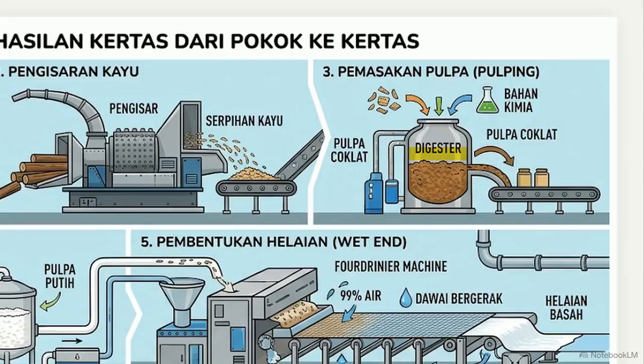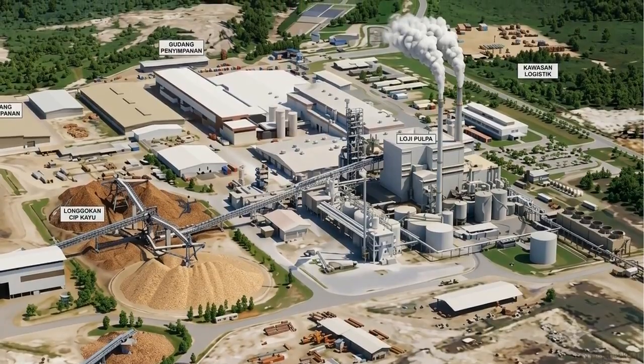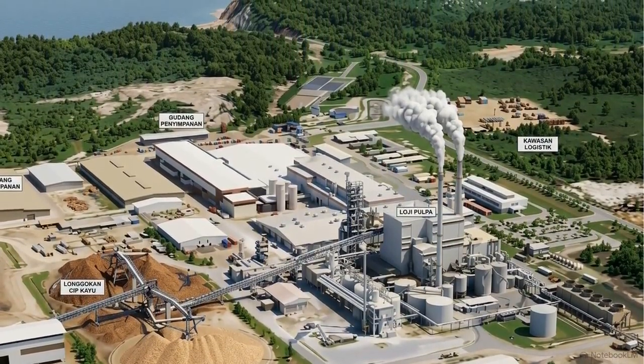Chips enter the digester for step 3. This functions as a high-pressure chemical oven, using heat and chemicals to break down lignin, the natural glue holding wood fibers together. Once dissolved, the material emerges as a liquid-heavy substance known as brown pulp. Housing that high-pressure reaction requires the towering vertical structures and smokestacks seen here at the dedicated pulp plant.